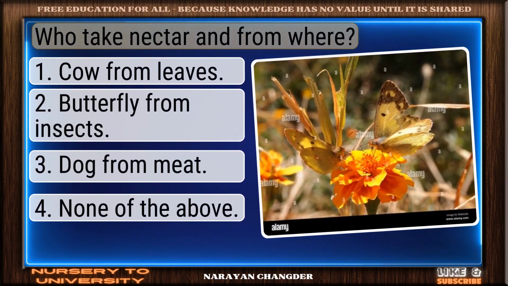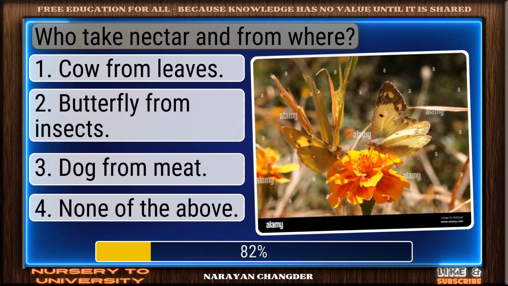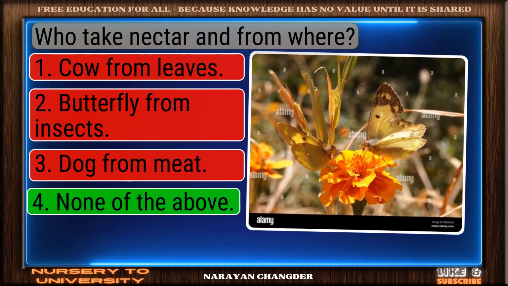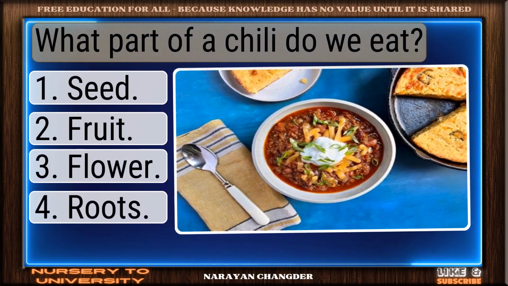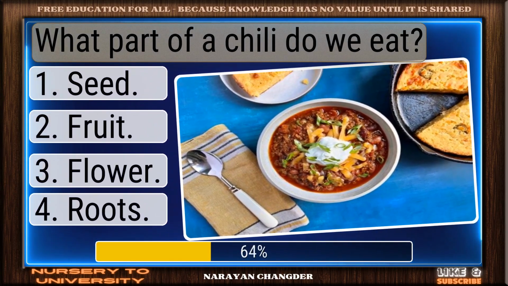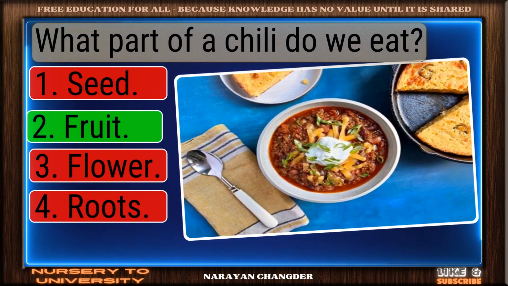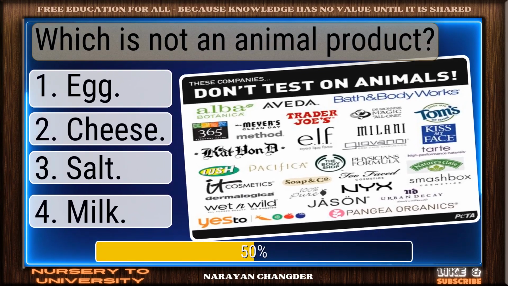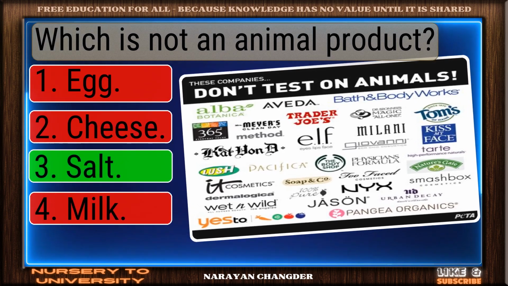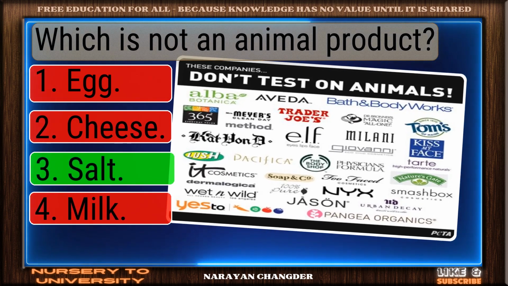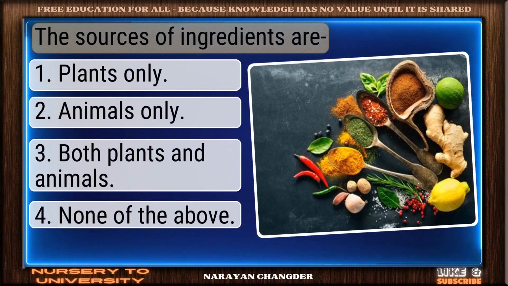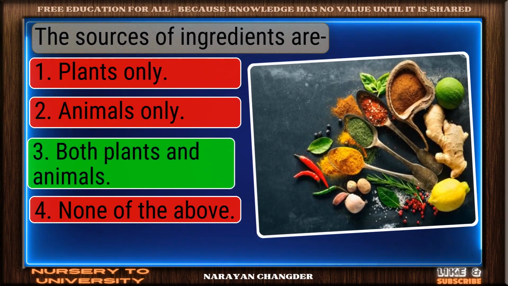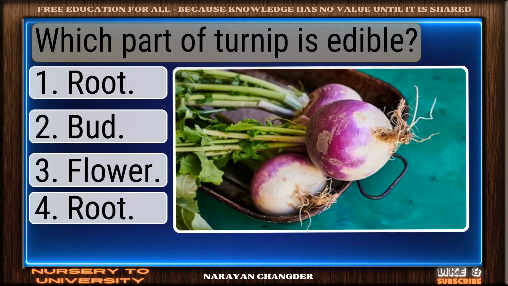Who take nectar and from where? On track. None of the above is the correct answer. What part of a chili do we eat? Good thinking. Fruit is the right answer, which is not an animal product. Great thinking. Salt is the right choice. The sources of ingredients are. Smart pick. Both plants and animals is the correct choice.